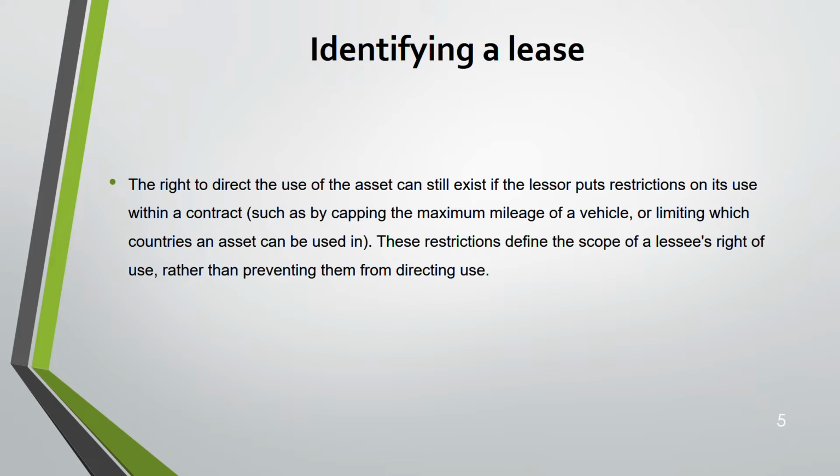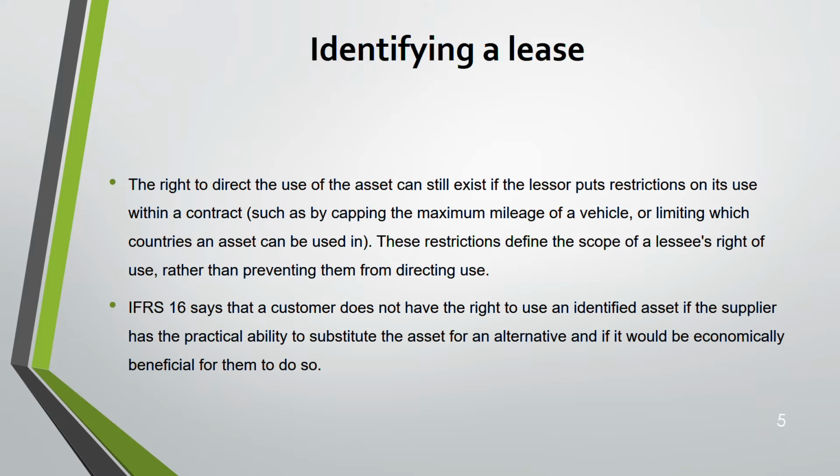Here, what's happening is that these restrictions only define the scope of the lessee's right of use. It's just reducing the scope. Rather than using it in all countries, you can now only use it in certain countries. Only the scope is reduced, but the lessee can still direct the use of the asset. It's just defining the scope of the lessee's right of use rather than preventing them from directing use. It's not preventing them; it's just defining that this is the scope, and within this scope the lessee can use the asset any way they want.